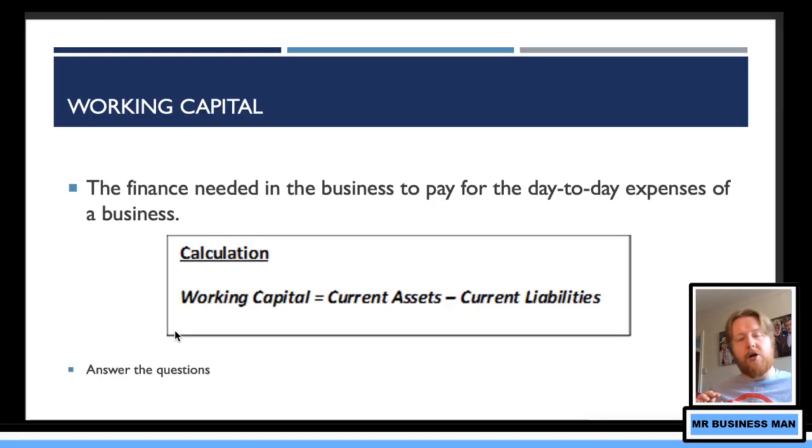Okay, working capital. So what is working capital? It's the finance needed in a business to pay for the day-to-day expenses of a business. So working capital is your current assets minus your current liabilities. It's actually your liquid asset. It's actually the money that you have to spend on things.